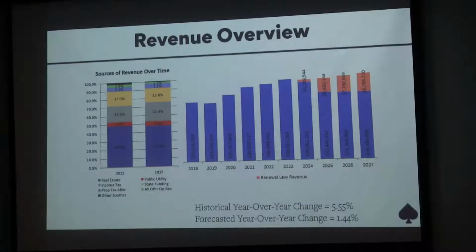Okay, so jumping into the revenue overview. On the left, we have a graph that shows our revenue sources over time as a percentage of the total in fiscal year 2022 compared to 2027. The reason it's important to show it over that 5-year period is to see if there's anything changing there. And really, the item that's changing is the gray portion here, which is the income tax.